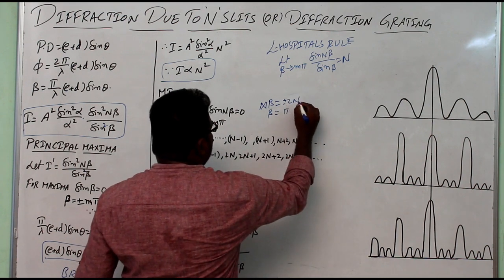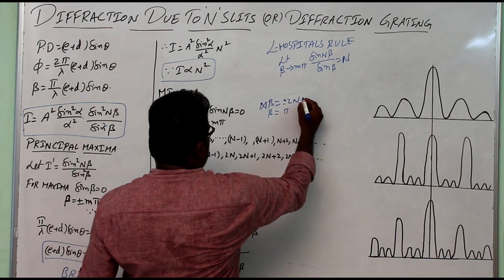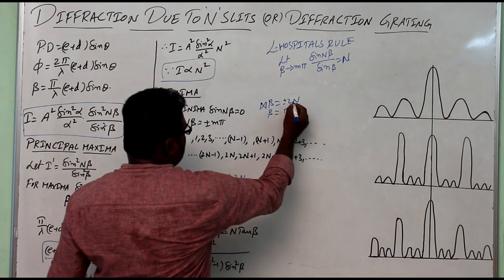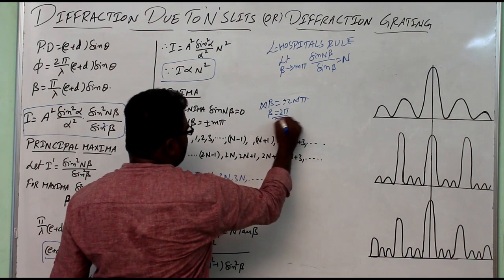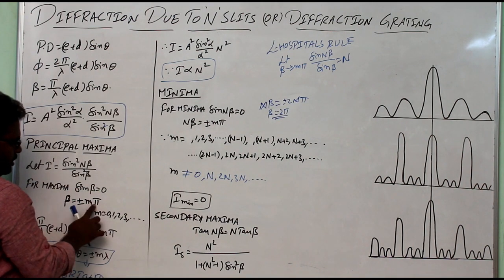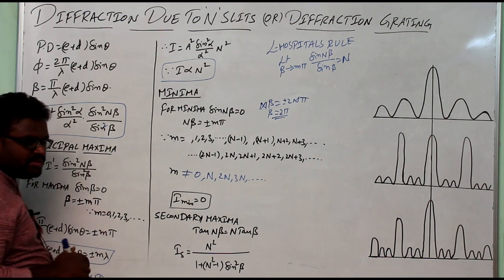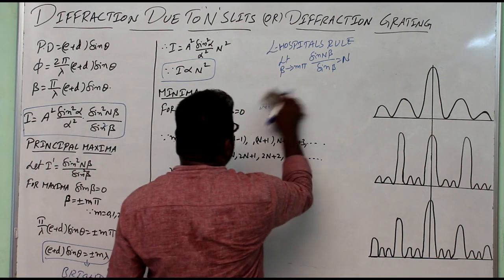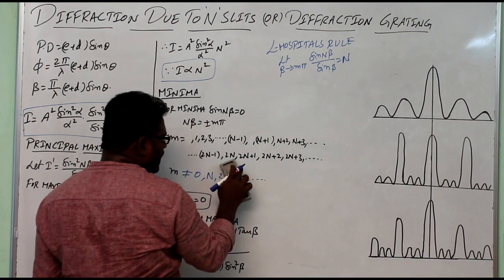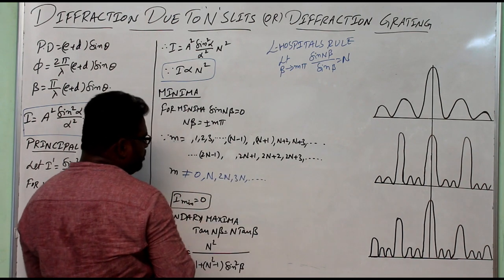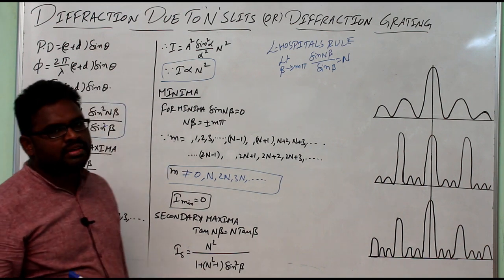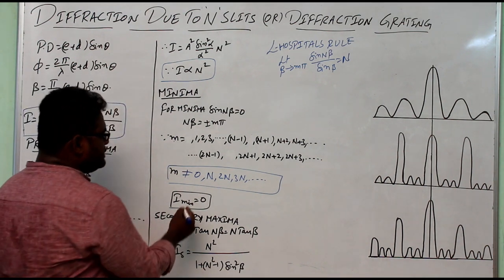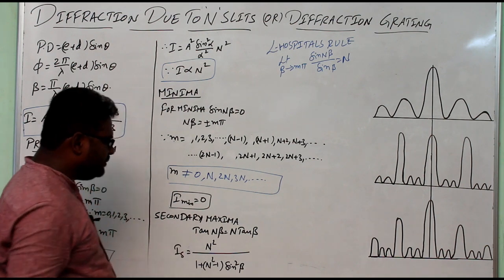If we take 2n, then 2n pi, n will get cancelled, then beta equals to 2 pi. For beta equals 2 pi, you are getting principal maxima again. So here for m we should not give all possible values. So this is the condition: m should not take 0, n, 2n, 3n, 4n like that. So the intensity of minimum is 0 because it is minimum.